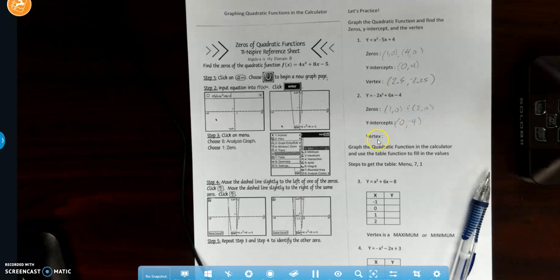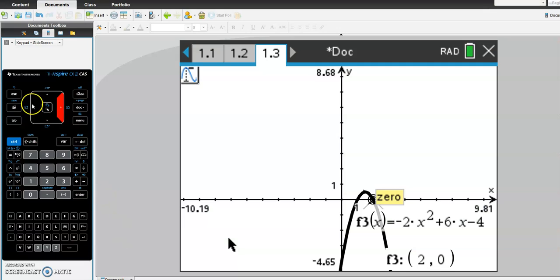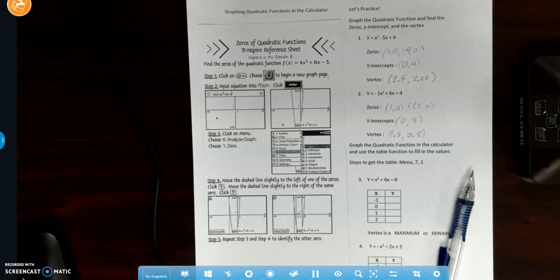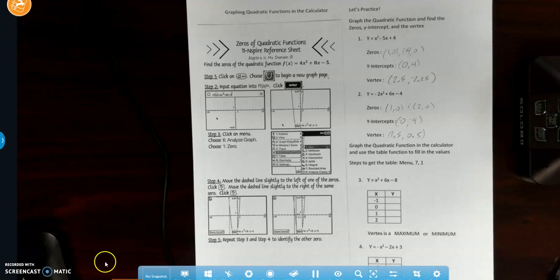All right, lastly, we want to find our vertex. All right, so go back. Let's trace to our vertex maximum. It's at 1.5, 0.5. So now our paper is halfway filled in. So now we're going to look at how to find the table on your calculator.